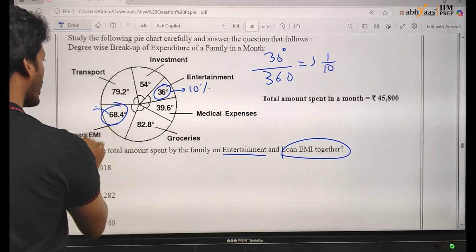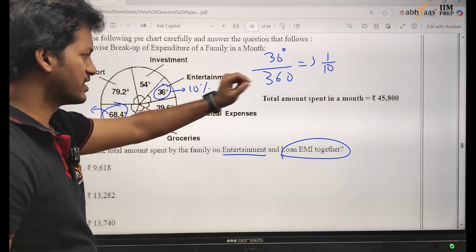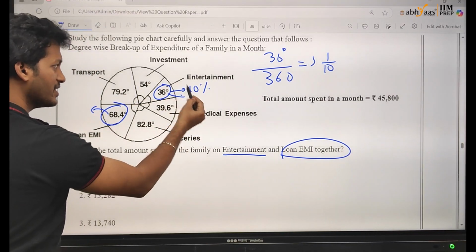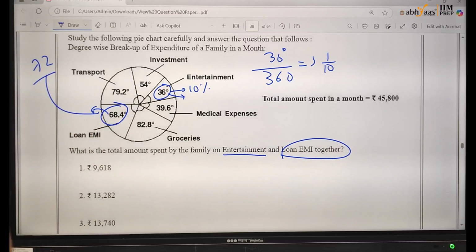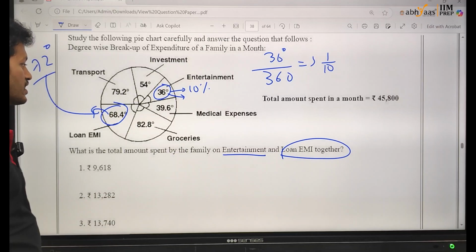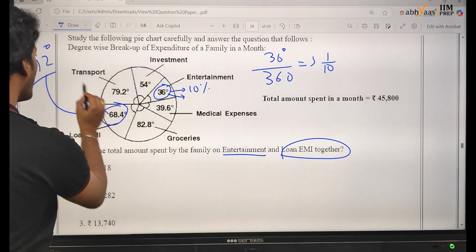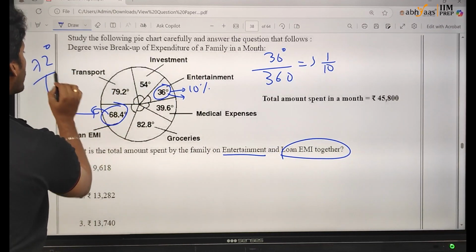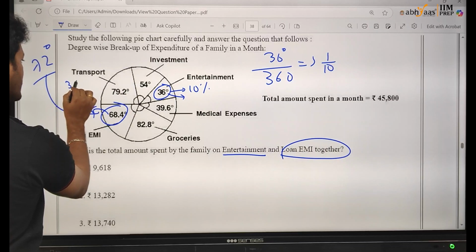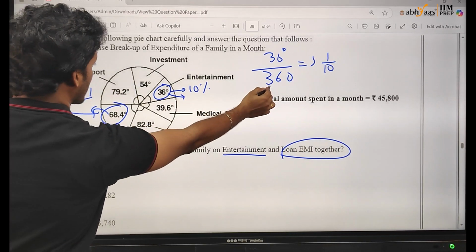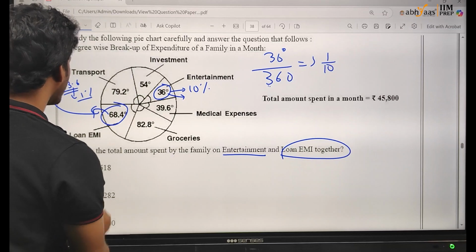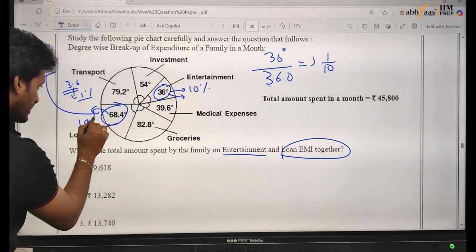Okay, now 68.4. I know 36 is 10 percentage, and if I double that, that is 20 percentage, it will be 72. But my required degrees is 68.4 degrees. So if I have 72 degrees, I can clearly say it is 20 percentage. But it is not the case here. So how much less is 68.4 from 72 degrees? It's 3.6, which is 1 percentage of 360. So if I remove 1 percentage out of 20 percentage, this is 19 percentage.